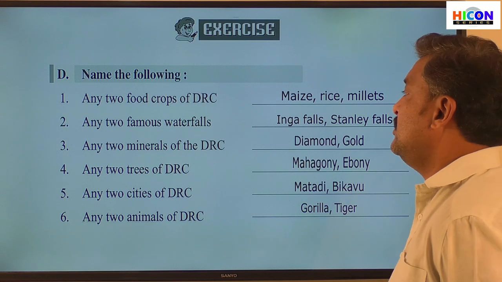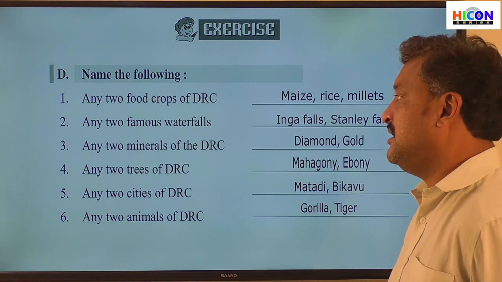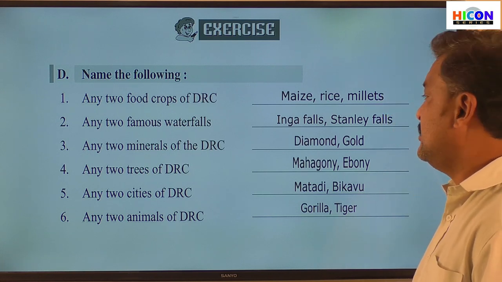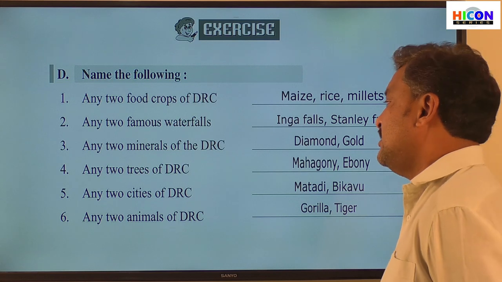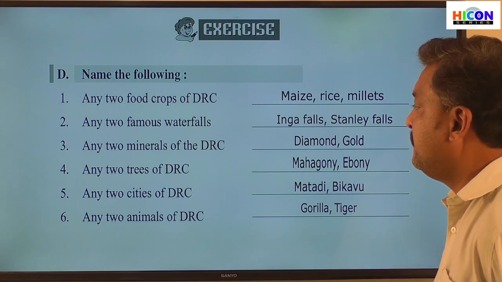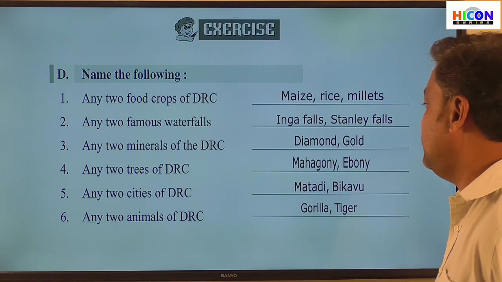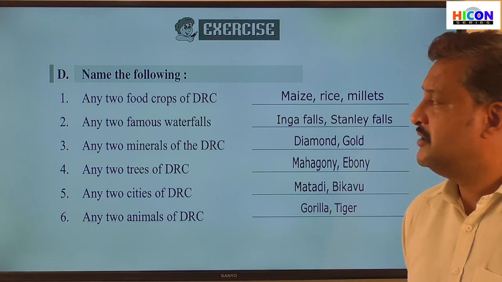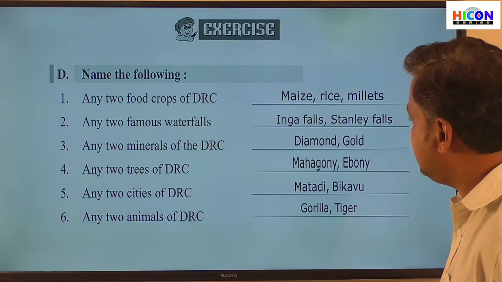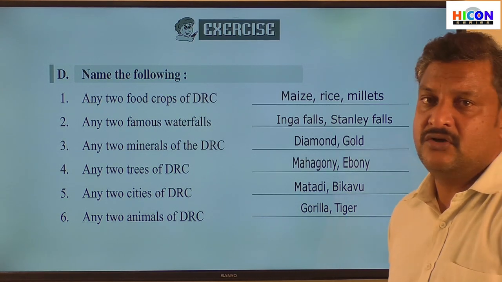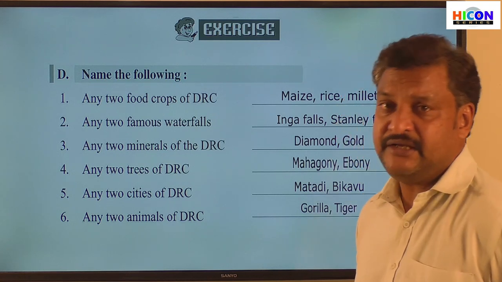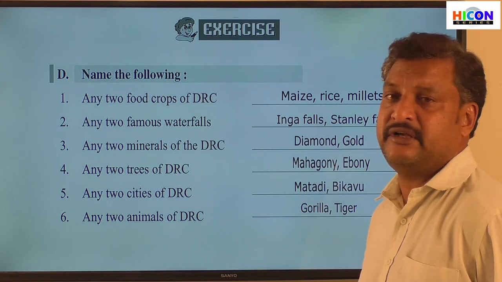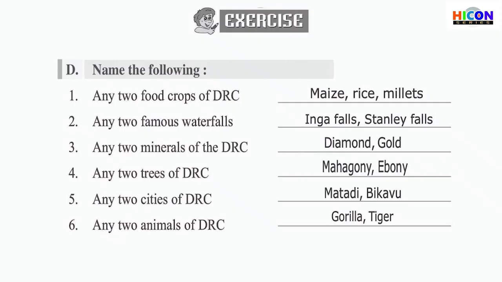Any two food crops: maize, rice, millets, etc. Any two famous waterfalls: Inga Falls and Stanley Falls. Any two minerals: diamond and gold. Any two trees: mahogany and ebony. Any two cities of DRC: Matadi and Bukavu. Any two animals: gorilla and tiger. Now I will keep the screen the same for another minute so that you can copy them, read them and answer them differently if you want, or you can give the same answers also.